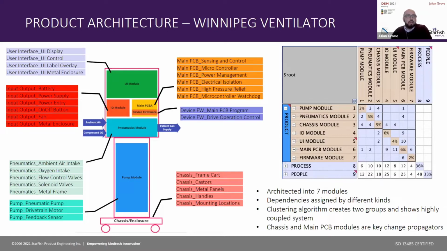When we take a look at the DSM for this device, we can see that clustering groups the product into 2 sort of main clusters with highly coupled system, with the chassis and main PCB being the key change propagators, not surprisingly, given their influence to the mechanical and electrical domains.